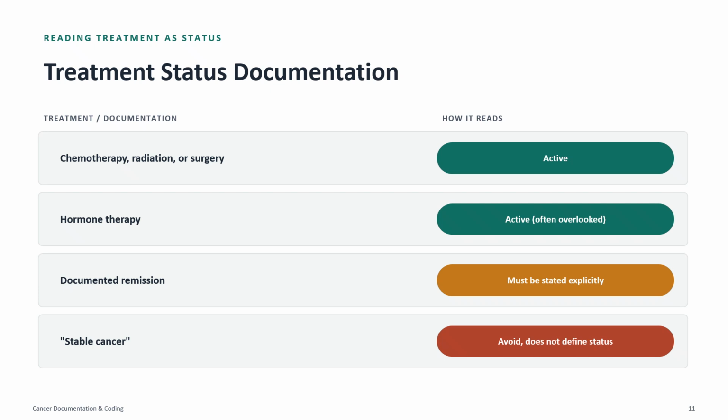Treatment status is one of the clearest signals of whether a cancer is active. Chemotherapy, radiation, and surgery are the obvious ones. Hormone therapy is the one that gets overlooked most often, because it still counts. It counts as active. And remission has to be clearly stated if it applies, so don't leave that implied. We should avoid the terminology "stable cancer" altogether. It doesn't define a status that anyone downstream can code from.